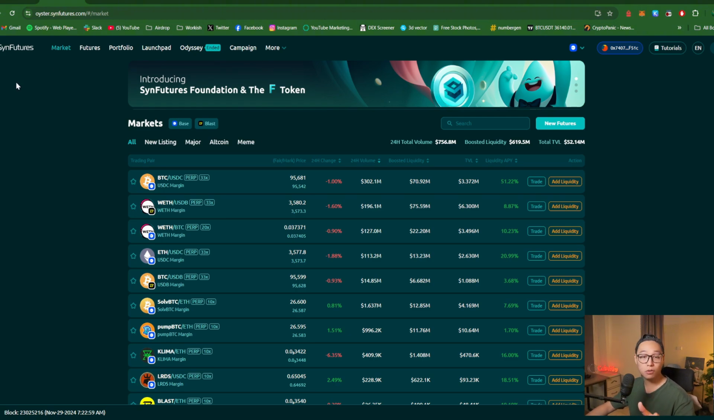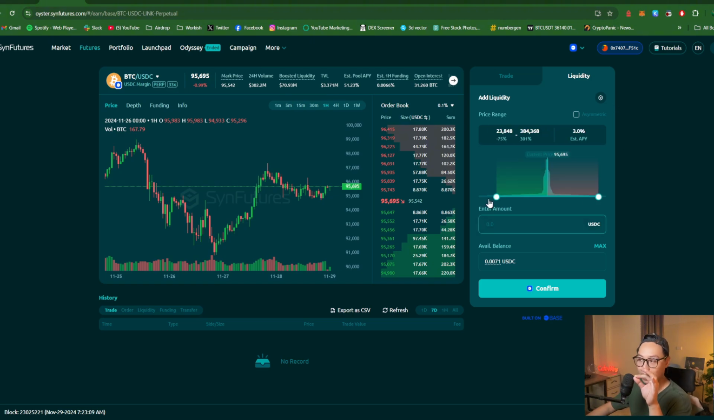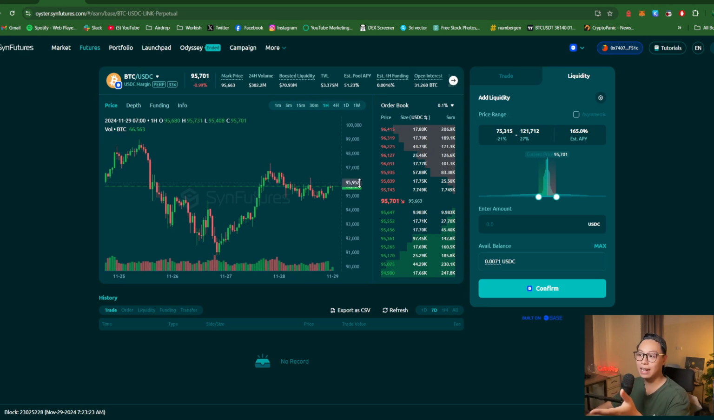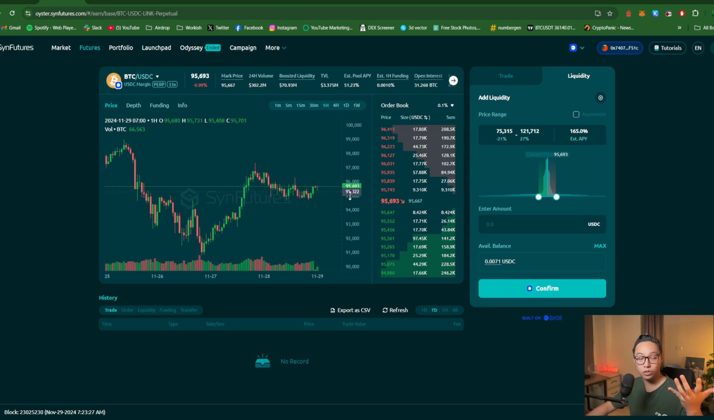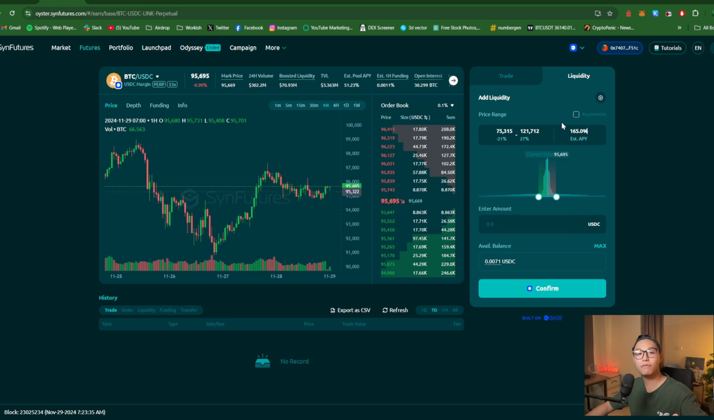For example, if you go to their website and click on markets, you can choose a random trading pair. I'm going to choose Bitcoin / USDC, and I can select a specific price range of Bitcoin to provide liquidity. In this case, I'm going to select the range of 75,000 to 121,000. What that means is, if the Bitcoin price is trading within my range, and right now it's at $95,000, which is within my range, I will earn an estimated APY of about 165%. That is the Uniswap v3 model.